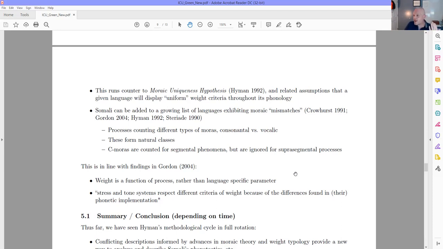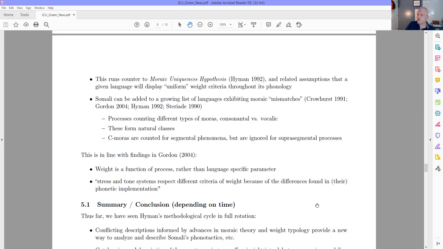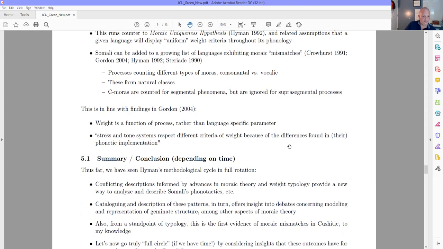And what's really interesting and nicely behaved about Somali is that this is in line with Gordon 2004, and Gordon argues that weight is a function of process rather than a language-specific parameter. More specifically, he says that stress and tone systems respect different criteria of weight because a difference is found in their phonetic implementation. And so we can see that Somali aligns in that way. We arguably have minimality, and syllable shape distribution of phonotactics on the segmental side, counting consonants, and then on the tone side, counting vocalic moras.